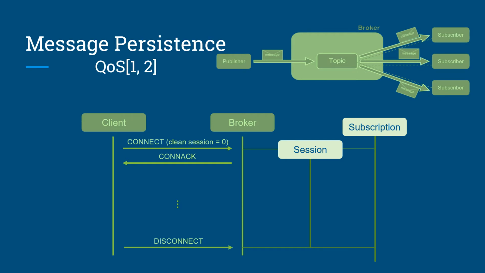In this illustration, we should assume that the client has subscribed to a topic during a previous persistent session. Once reconnected, the broker supplies the client with any missed publications during its absence. Messages are only cached in this way if quality of service levels 1 or 2 are specified.